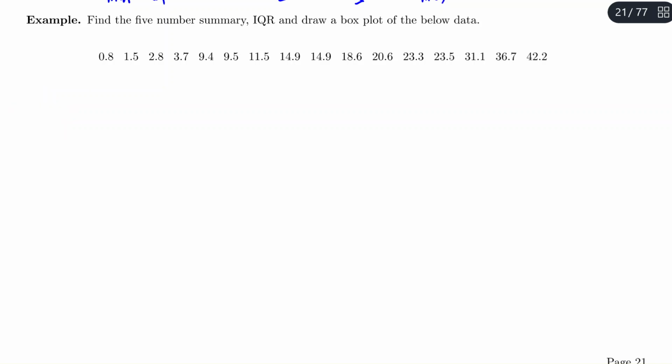So once we put in order, then we find Q1, Q2, Q3, and minimum, maximum. So we know this is the minimum. Maybe I'll use a different color, that may be confusing. This is minimum. This is maximum. So we find 2 out of 5 numbers.